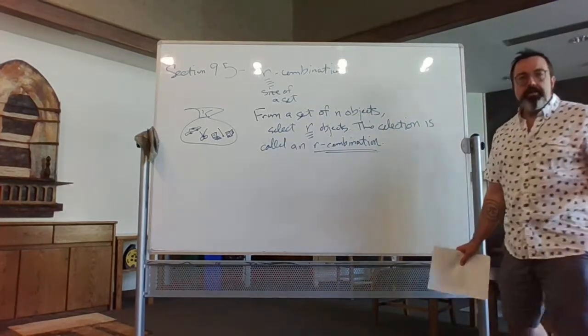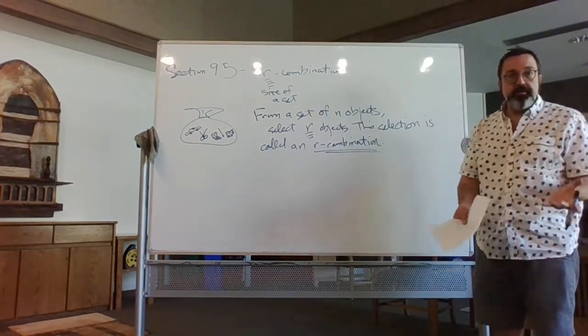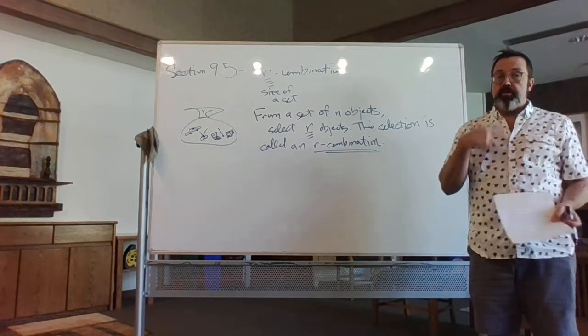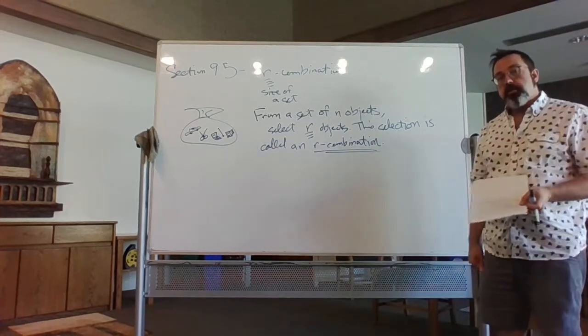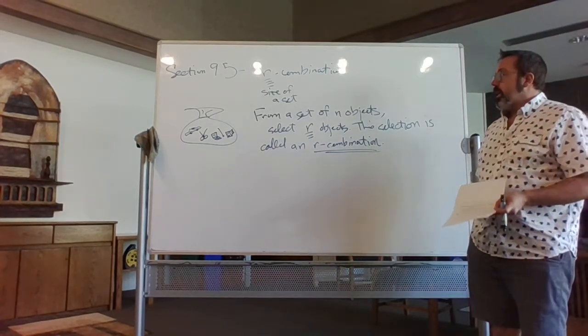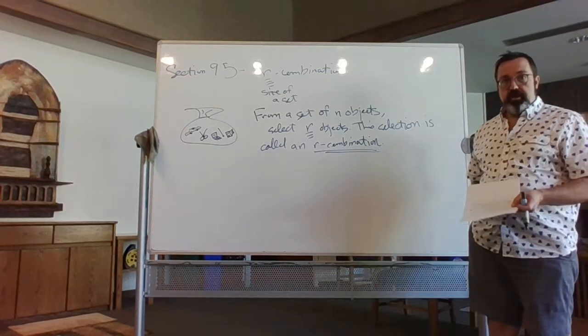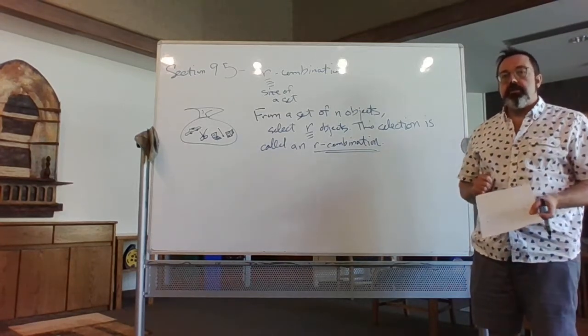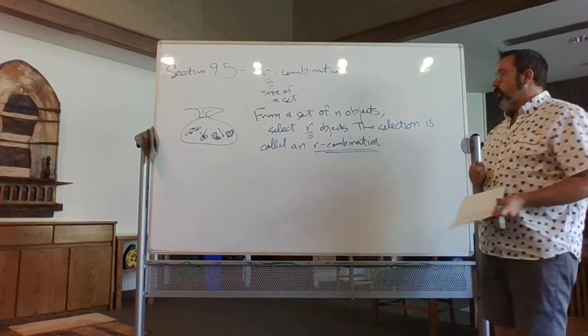So that's all an R combination is. It's a collection, or a subset, of R objects chosen from among n. And the question we have is, how do we count the number of such combinations? It's related to permutations, but it differs in a very specific way.